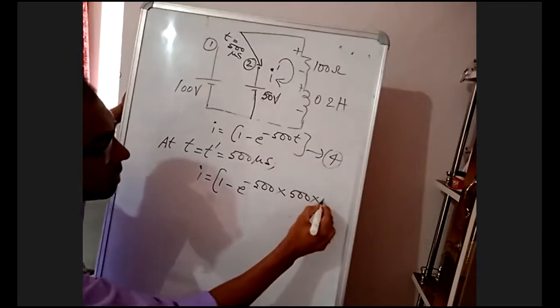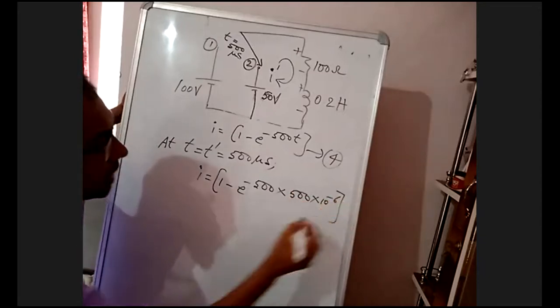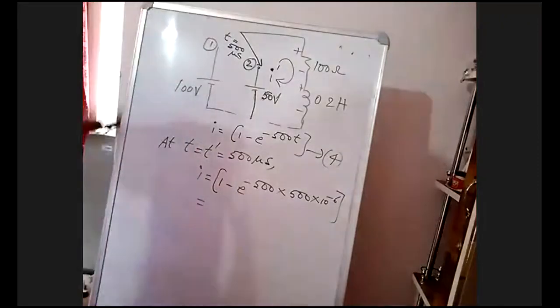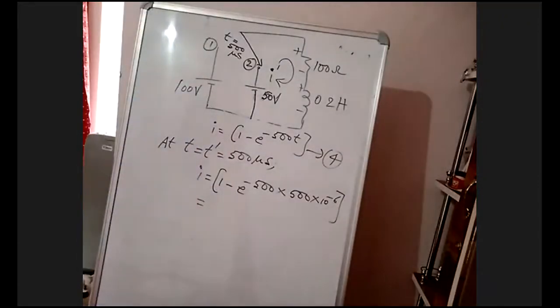Substitute t is equal to 500 microseconds. In place of t, substitute 500 into 10 power minus 6. Your t is 500 microseconds. Now this will be the initial current. Calculate this value.